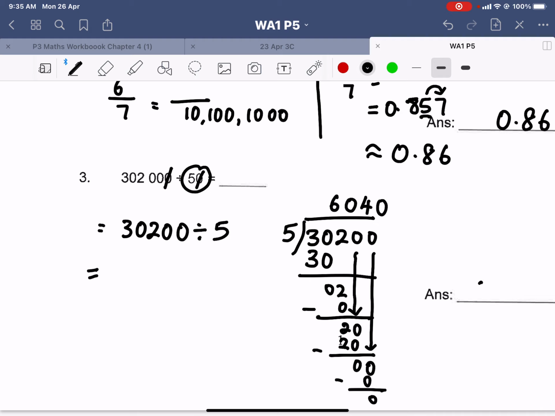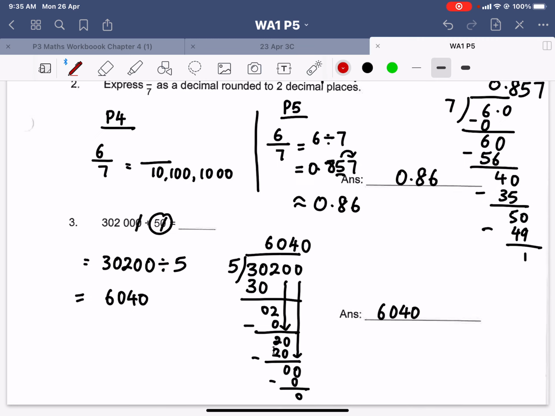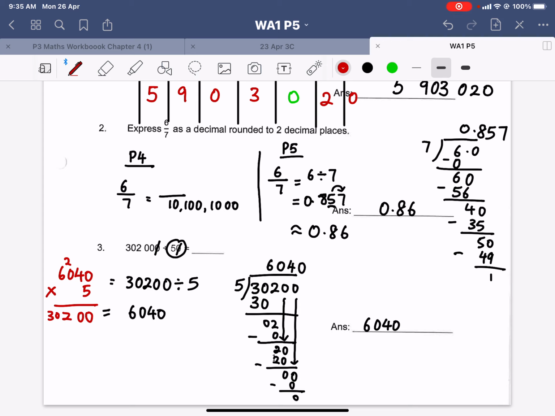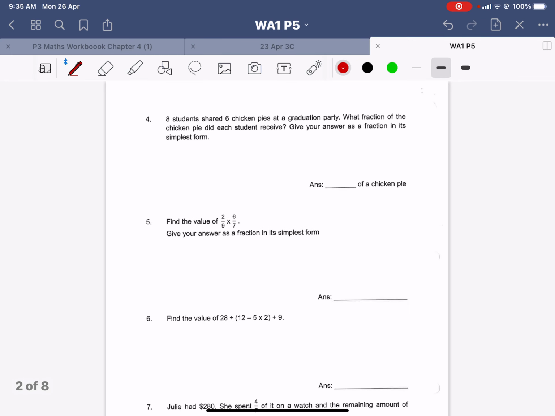So 604. Now just remember, in case you want to be very sure your answers are correct, you can always do a check. That would mean you want to check whether 604 is the correct answer. You reverse back by multiplying. So you will get 3,020 back. That is for checking your answer, if you want to be very sure you got it right. Okay, next, I move on to question number 4.